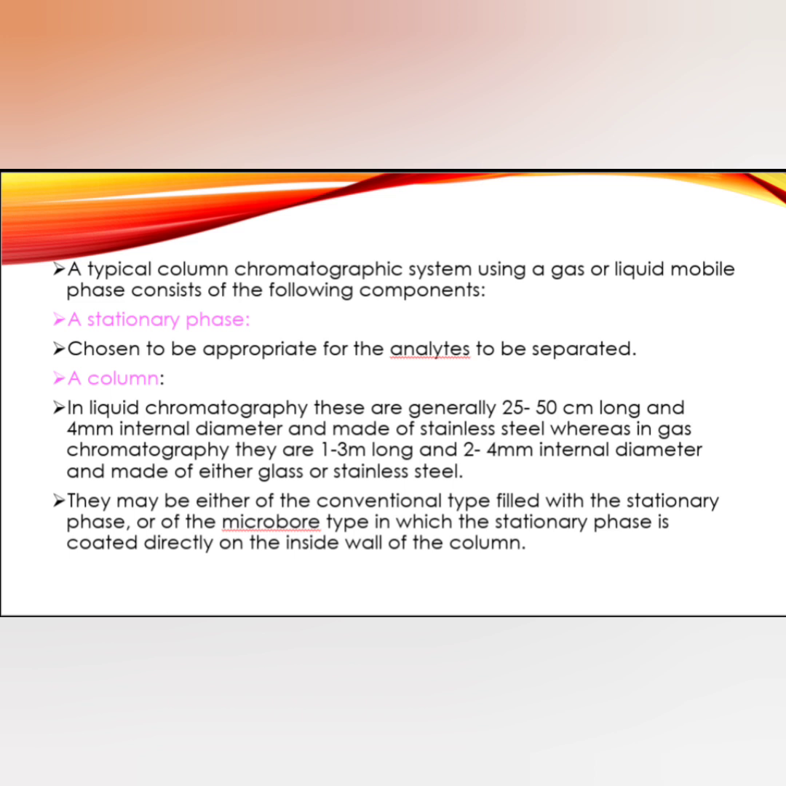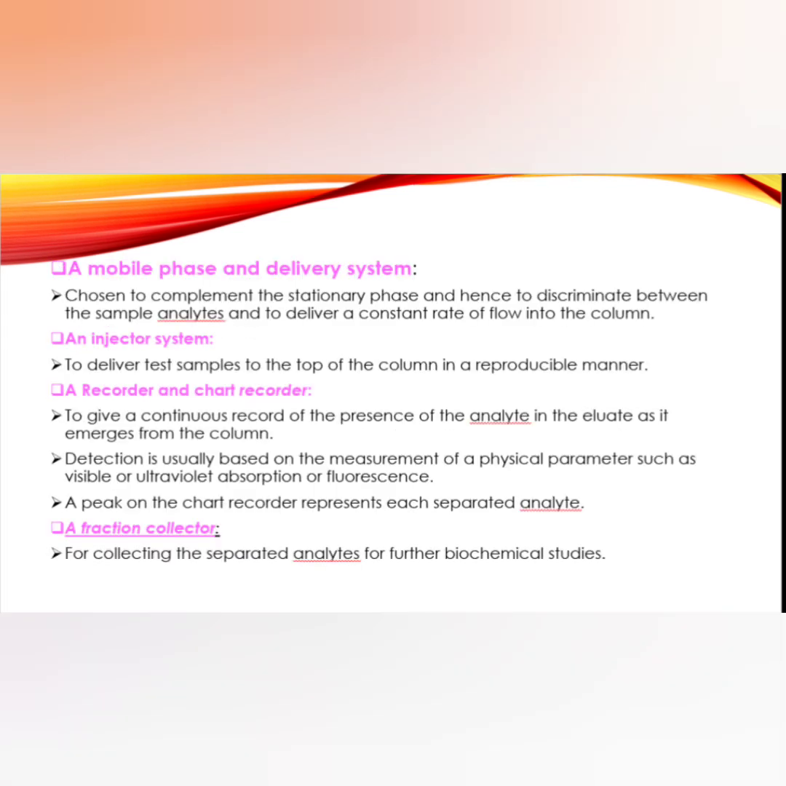They may be either of the conventional type filled with stationary phase or of the microbore type in which the stationary phase is coated directly on the inside wall of the column. And next one is the mobile phase and delivery system, chosen to complement the stationary phase and hence to discriminate between the sample analytes and deliver a constant rate of flow into the column. And next one is the injector system to deliver test sample to the top of the column in a reproducible manner.